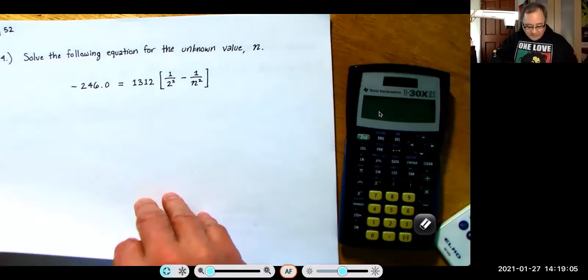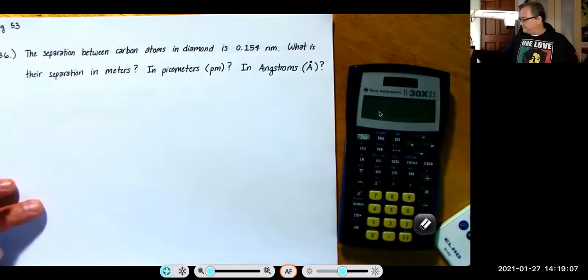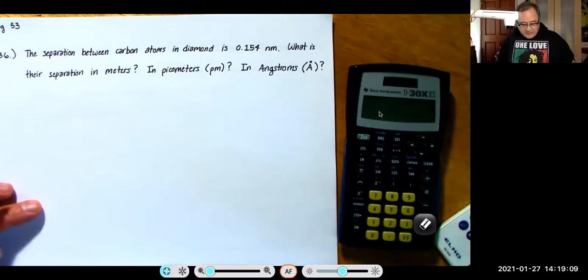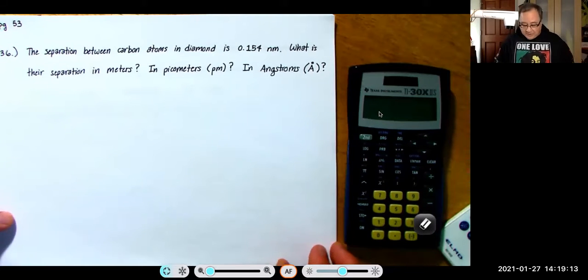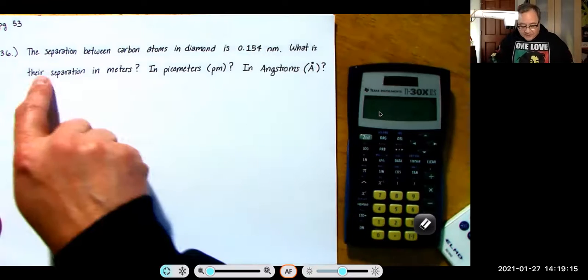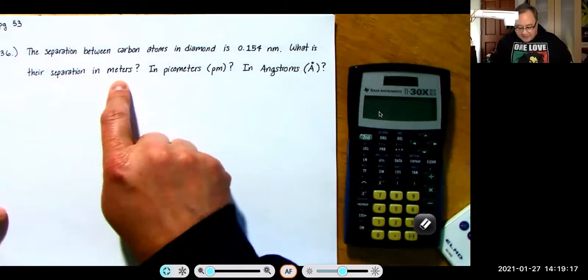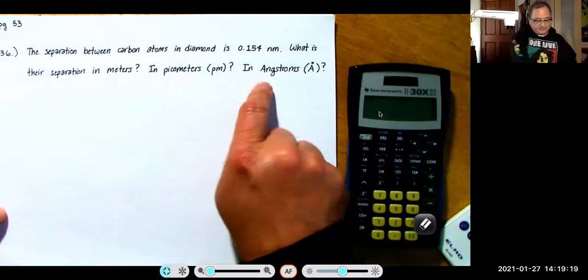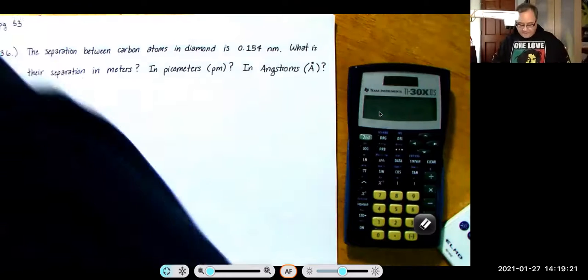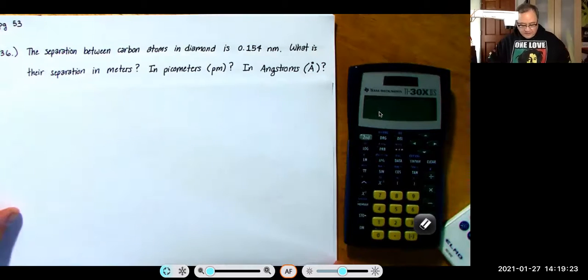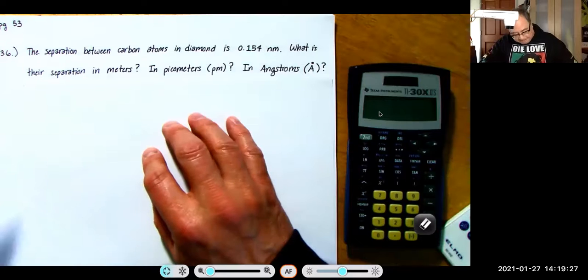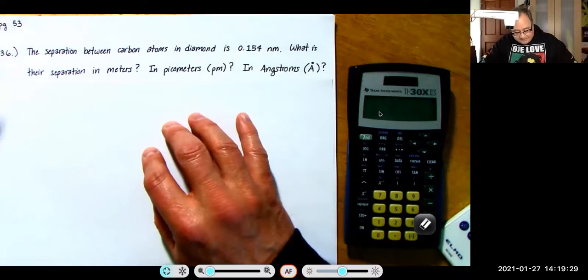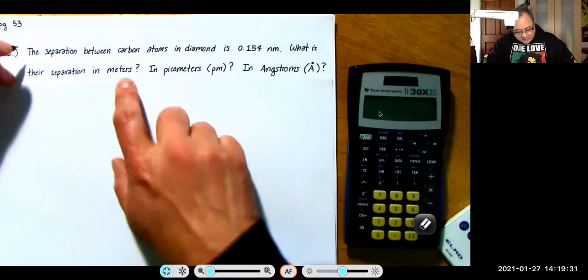Okay, so I'm going to go ahead and move ahead here. The separation between carbon atoms and diamond is 0.154 nanometers. What is their separation in meters, in picometers, and in angstroms? So angstroms is something I don't teach in this class, but it is in your book. We'll look at that in just a moment. But let's do picometers first.